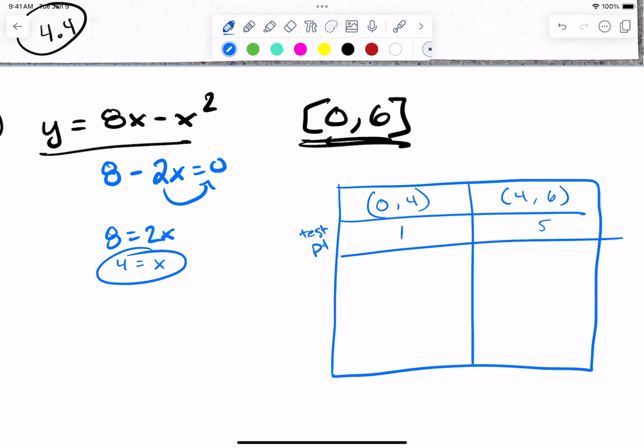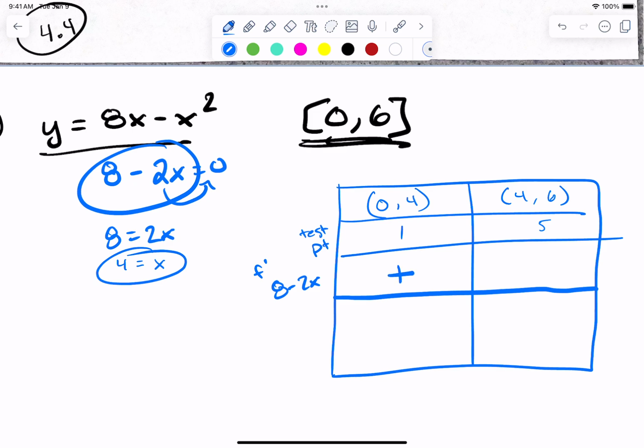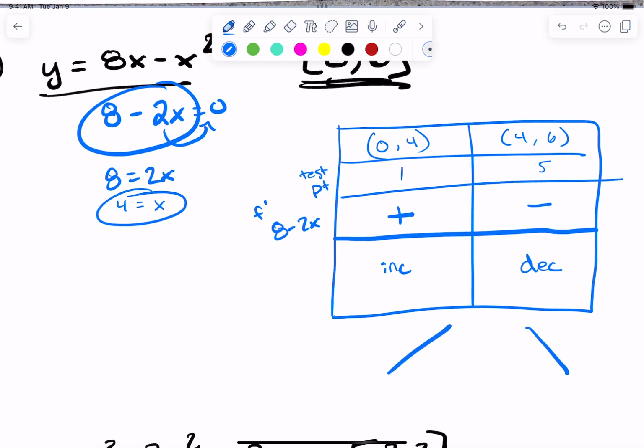We plug it in. Where do we plug them into, by the way? The derivative. The derivative is 8 minus 2x, that's f prime. If I plug 1 in, 8 minus 2 is positive. So that means he is increasing. And then 8 minus 10 is negative, so he is decreasing. So he's increasing, then he's decreasing.